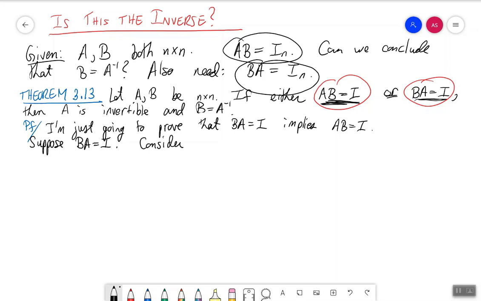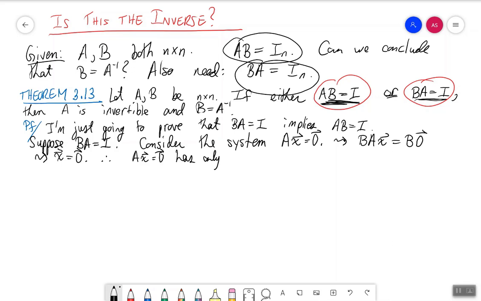Consider the matrix equation AX equals 0. Multiplying both sides on the left by B, we get BA times X equals B times the 0 vector, or equivalently, using the fact that B times A is the identity matrix, X equals 0. So in other words, the system AX equals 0 has only the trivial solution. Then, by the theorem, A is invertible.